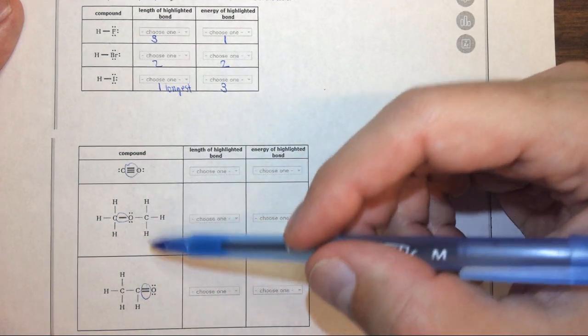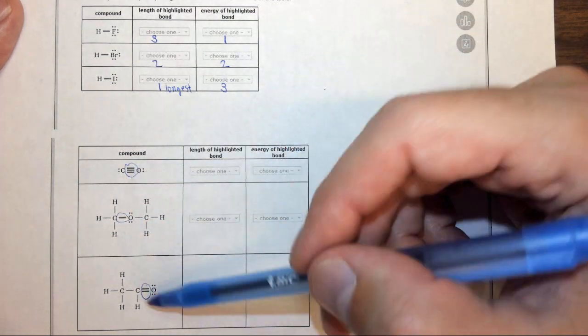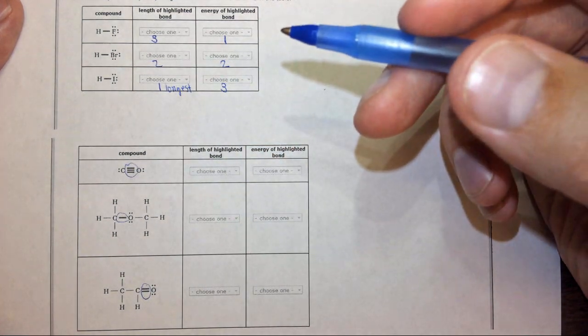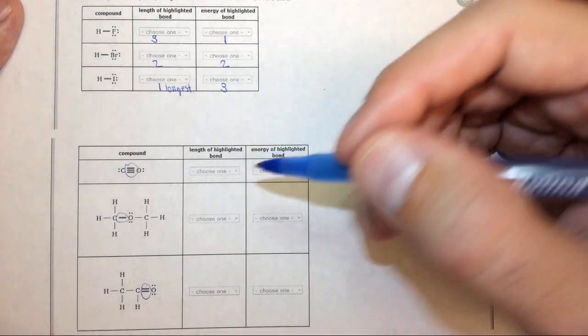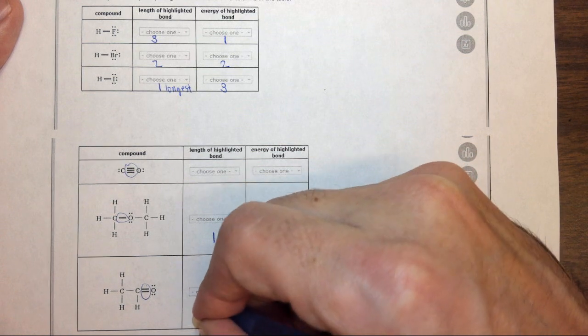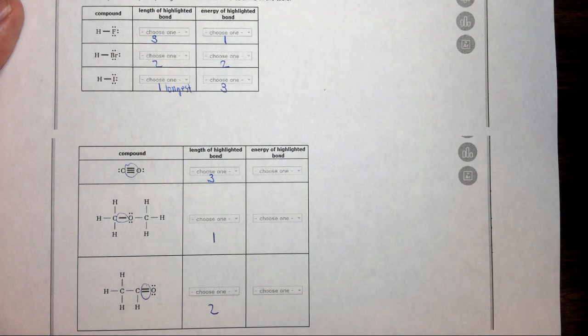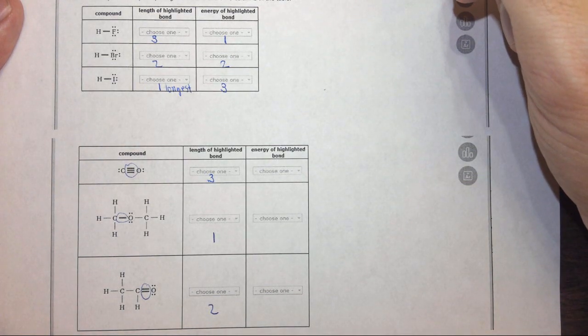It's the same thing, or something similar, for comparing a single, a double, and a triple bond. In this case, a single bond is the longest. A double bond is shorter, and a triple bond is even shorter still. The energy, again, is exactly the opposite.